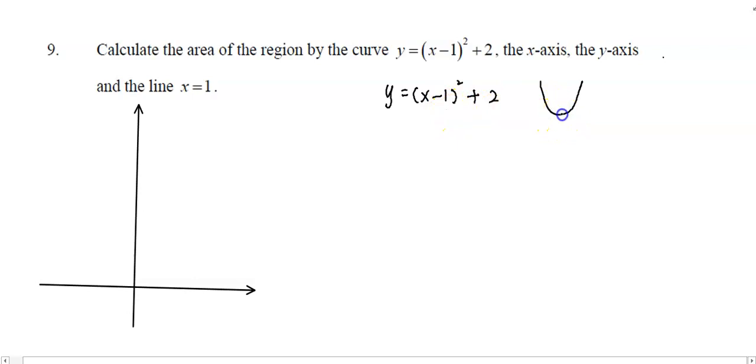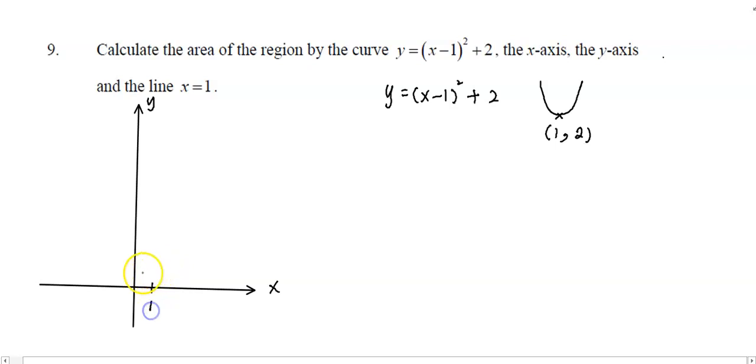Then what is the minimum point over here? We will look at this value. x minus 1, we equate it to 0. We have x equals 1, meaning that the x coordinate of the minimum point will be 1, and the y coordinate, just take the 2 in, we have 2. So we are going to sketch this curve on our axis, where the minimum point is at (1, 2).